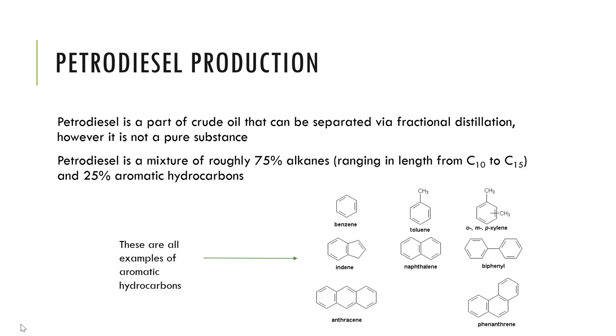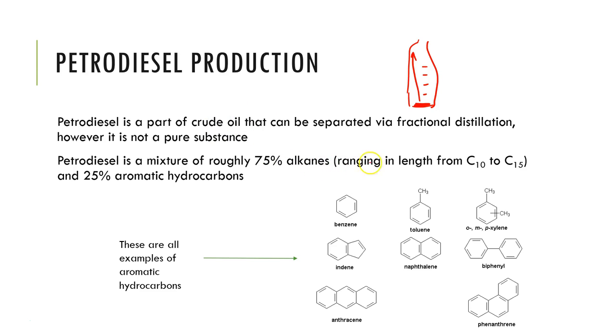Petrodiesel, as we mentioned, is sometimes referred to as petroleum gas. Petrodiesel specifically is part of crude oil that can be separated by fractional distillation. It is not, however, a pure substance. Remember with fractional distillation, we're heating the column and the fractions come up at different sizes. The fraction that comes off contains multiple compounds.